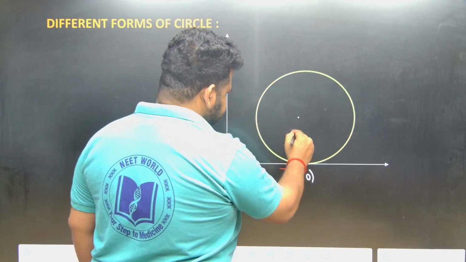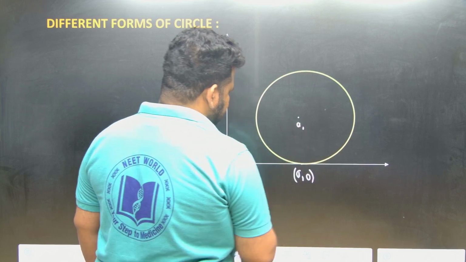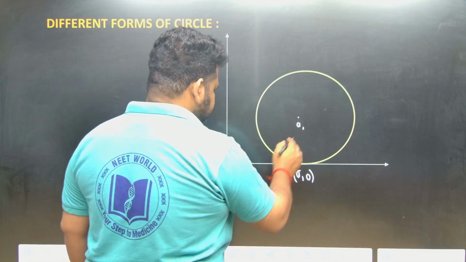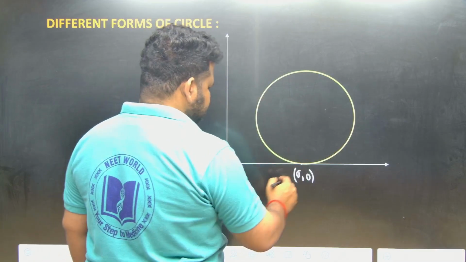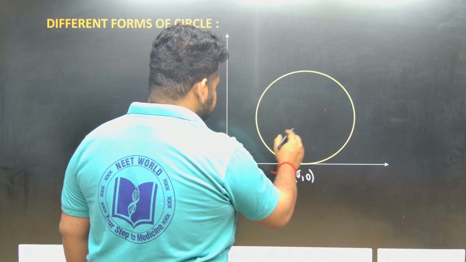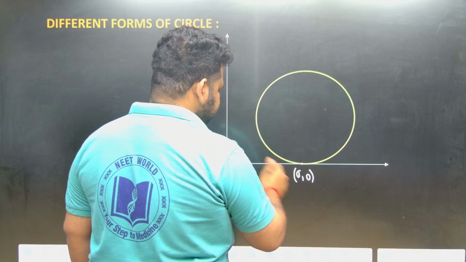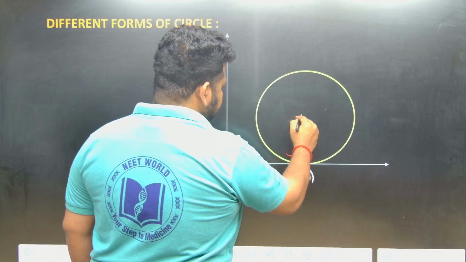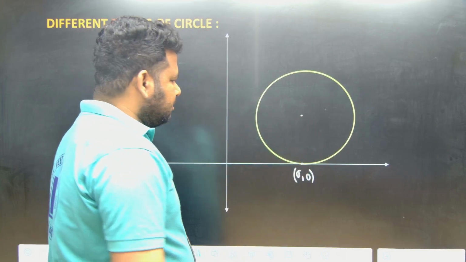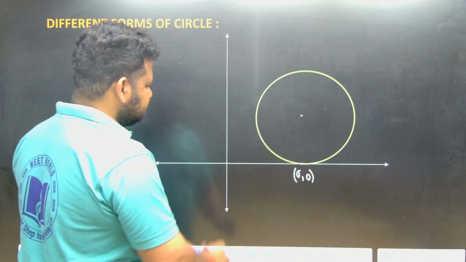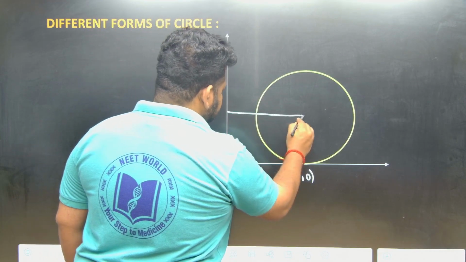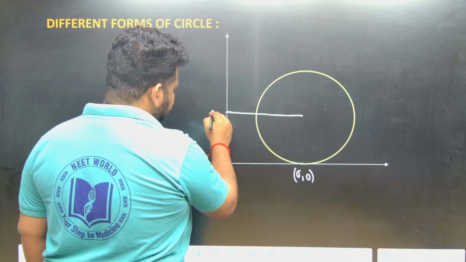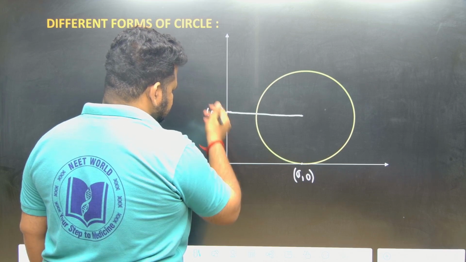So, what will the x coordinate of the center be? Definitely it is a only. This is the x coordinate, and this is the point a comma 0 we are having. Now, this is the center we are having. Now see here what happens: let this be a point 0 comma b, something like that.